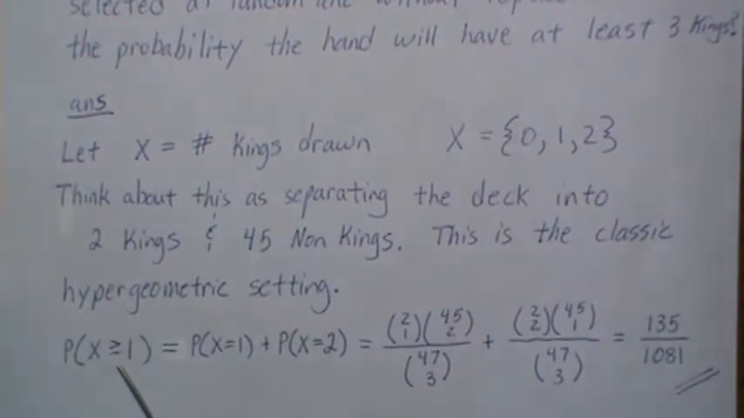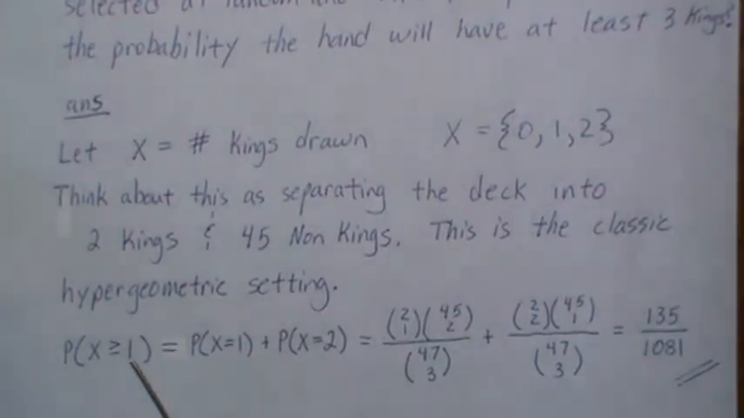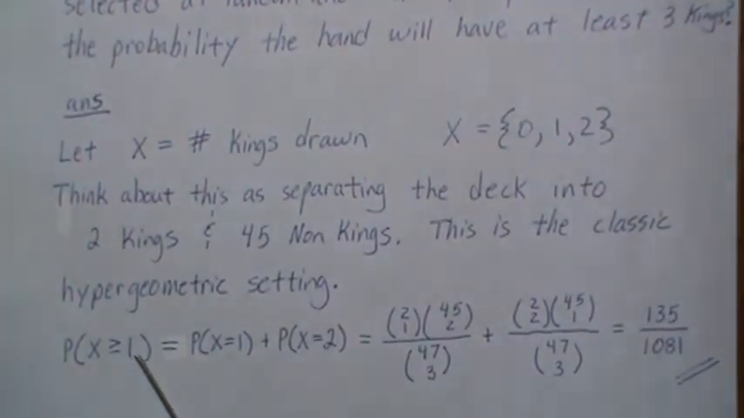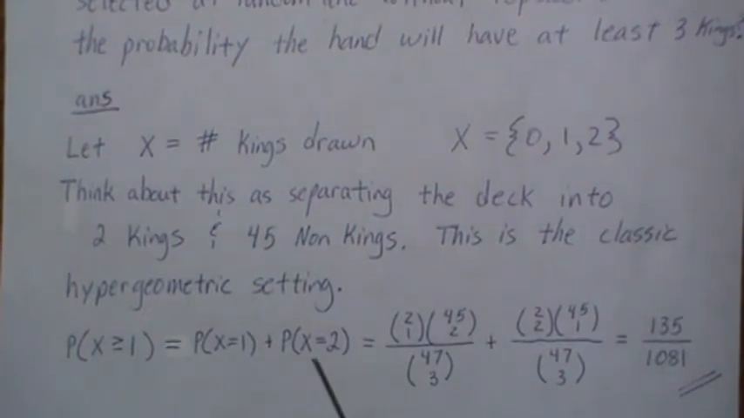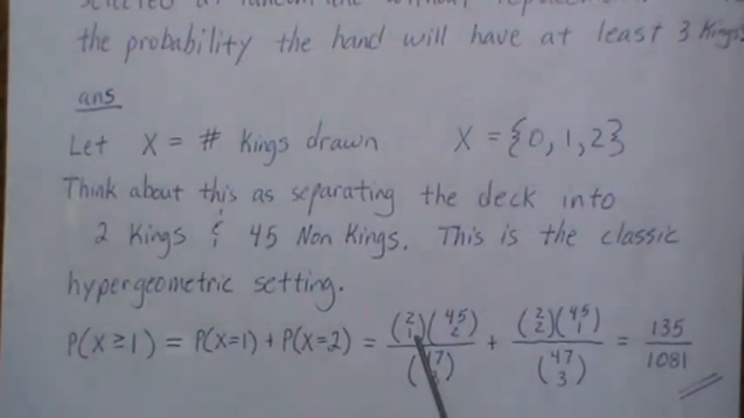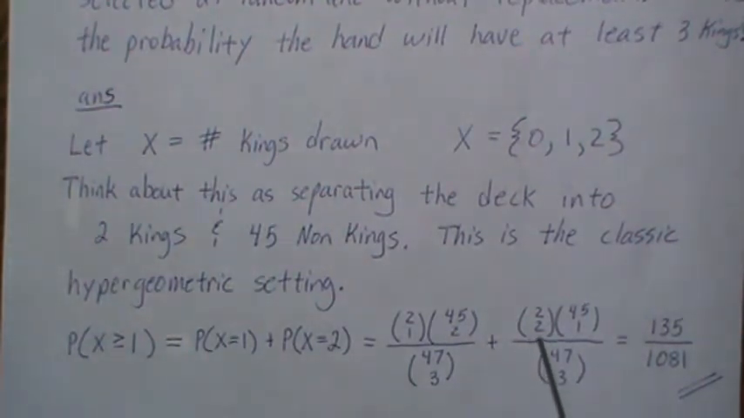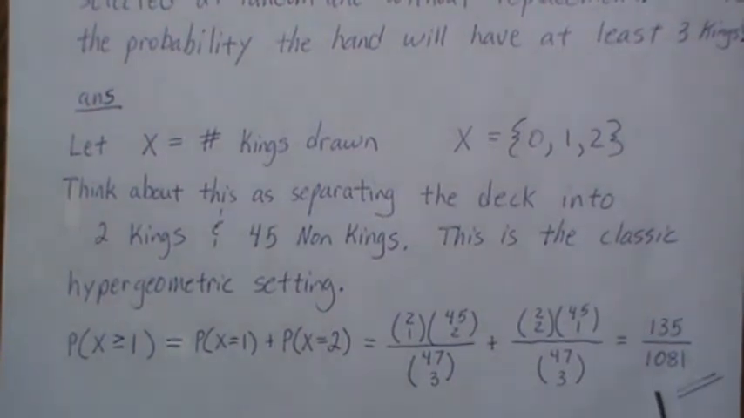So the probability that X is greater than or equal to 1, which means that we end up with 3 or 4 kings, is the probability that X is 1 or the probability that X is 2. And so this represents the kings, this represents the non-kings. So out of the 2 we draw 1, out of the 45 we draw 2, and there's a total of 47 choose 3. And this one is the probability that X equals 2. So 2 kings, choose 2, 45 non-kings, choose 1. The total is 47 choose 3, which is 135 over 1081.